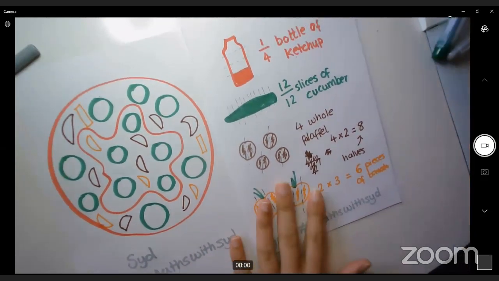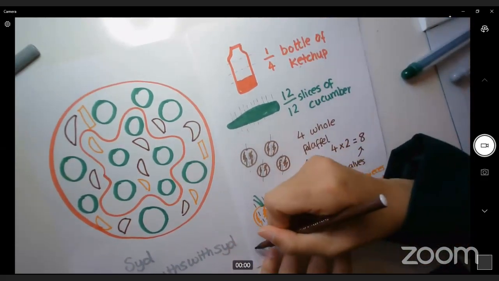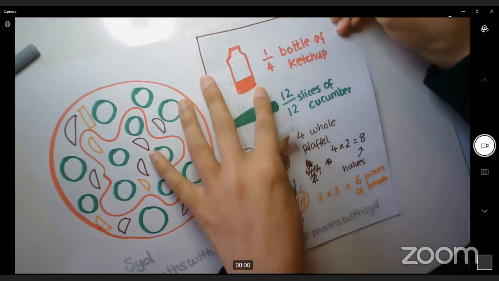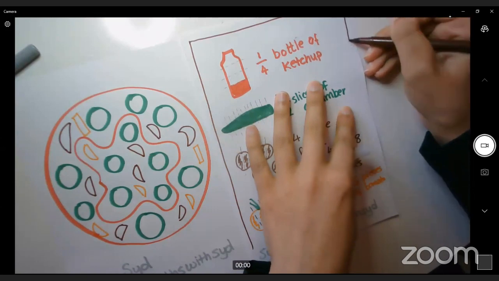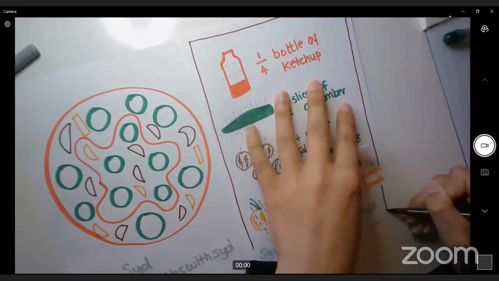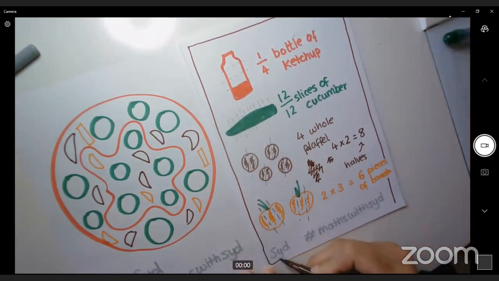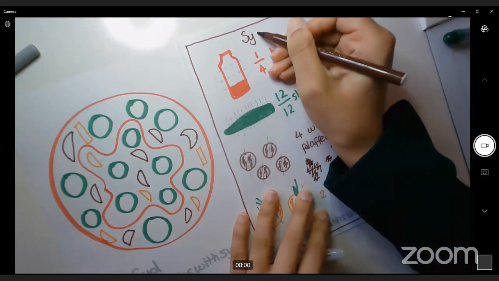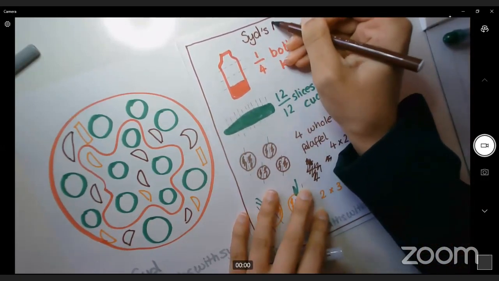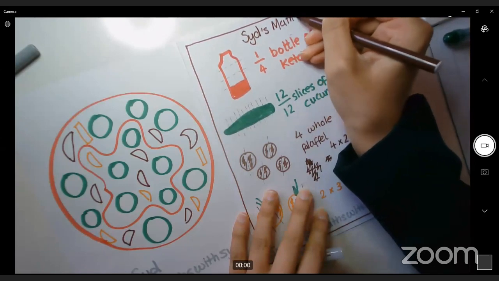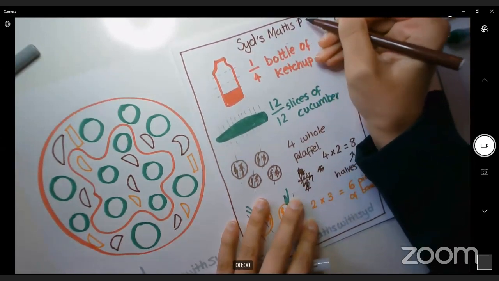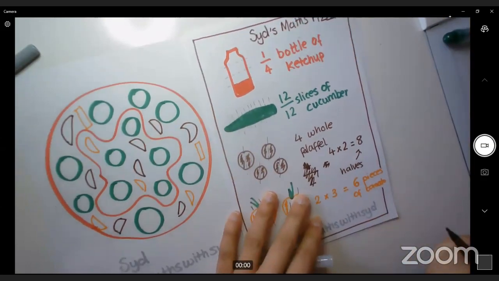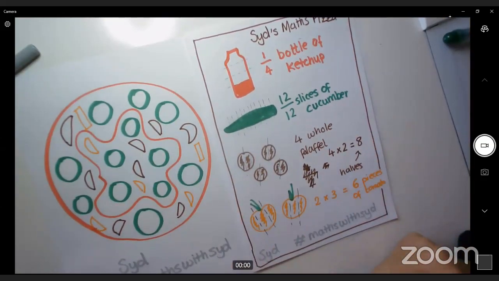So I'm going to make my recipe card look really nice and cool now. You could color this in, make it look really cool. I'm going to call this Sid's Maths Pizza. Color your pizzas in, make them really nice and colorful, and finish your recipe cards.